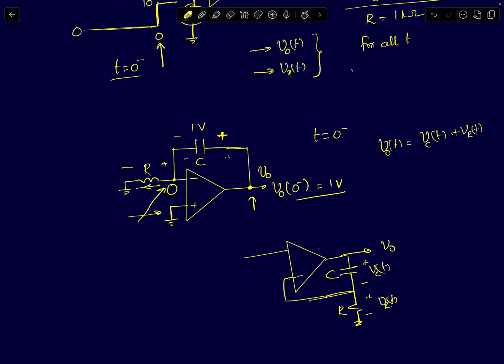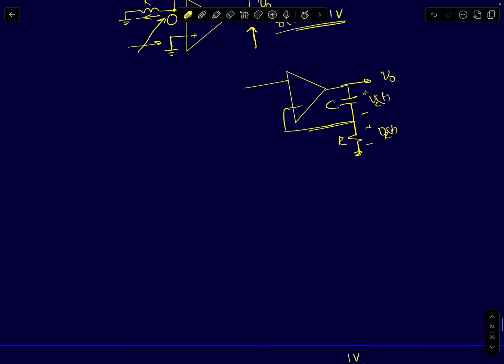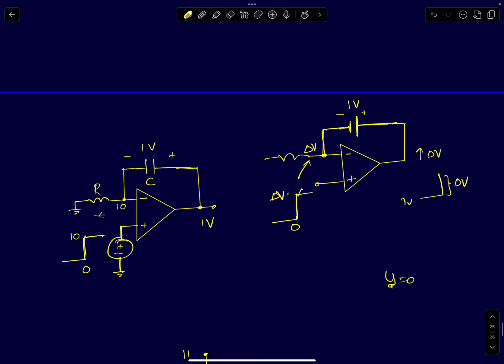So this is clear. This is the initial state of the circuit. The output of the op-amp is at 1 volt and no current is flowing through the resistor. Now comes the actual event, that is a sudden step input applied at t equal to 0. To understand the circuit, I can start from the basics. Initially this node was at 0 volts, output was at 1 volt to begin with. Now I'm applying a sudden step of 10 volts to the non-inverting terminal.